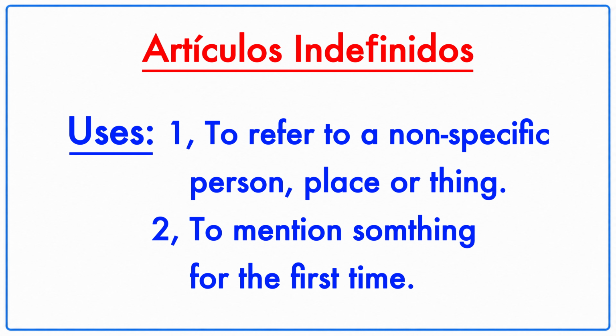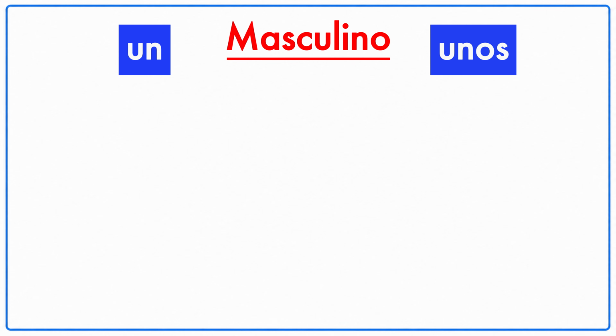In Spanish, there are 2 uses of indefinite articles. The first is when we refer to a non-specific person, place, or thing. The second use is when we mention something for the first time. So now, let's look at some examples.